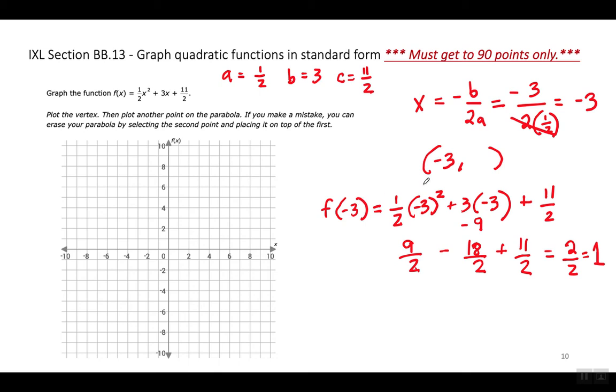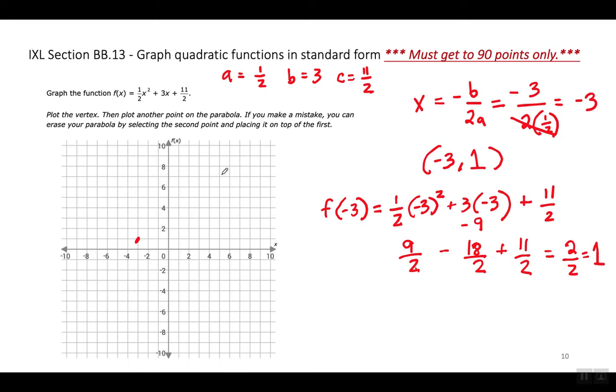So when x equals negative 3, y equals positive 1. All right, so negative 3, positive 1, that's where our vertex is. Okay, now since a is positive, the parabola is opening up. Now here I want to tell you something very important, and please listen because the tip I'm about to give you is going to make your life a lot easier.